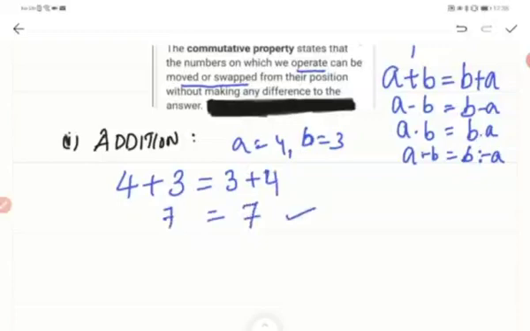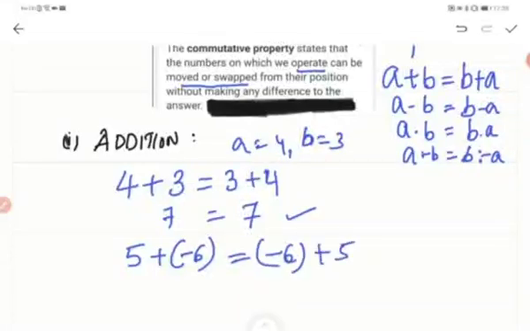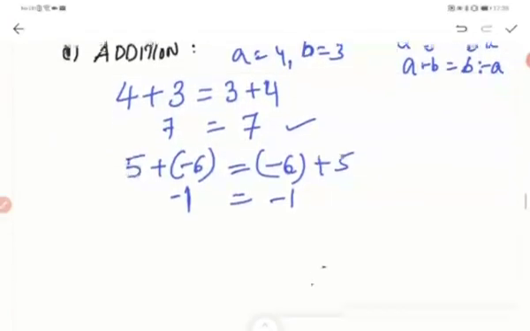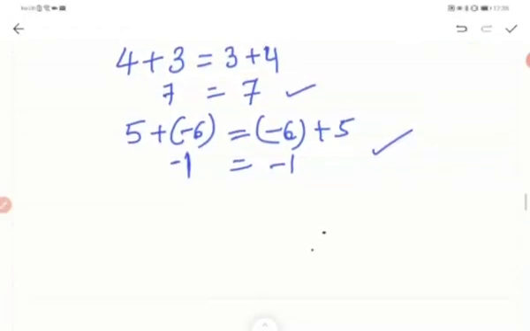Now let me take one more statement. What about 5 plus minus 6? Now I'll swap this as minus 6 plus 5. Tell me, 5 plus minus 6, what is it? Minus 1, isn't it? Here also it is minus 1. So for this scenario also it is true.